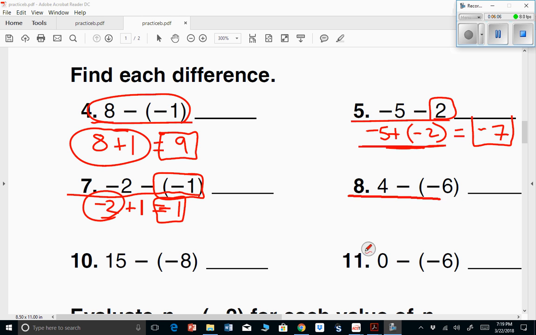Okay, over here, it's a subtraction problem involving negatives, so we change it to addition by copying the first number, 4. Change the minus to plus, and change the sign of the second number from -6 to +6. Then we simply have 4 plus 6, and we should know that that is 10.